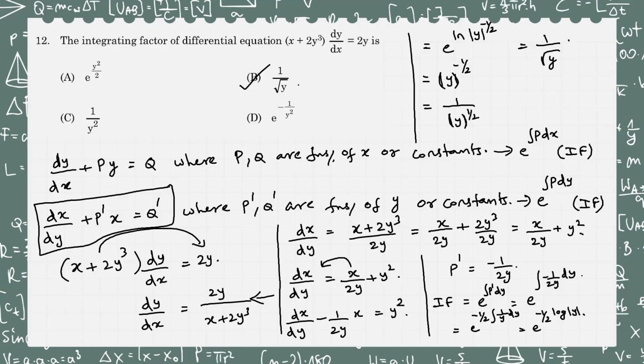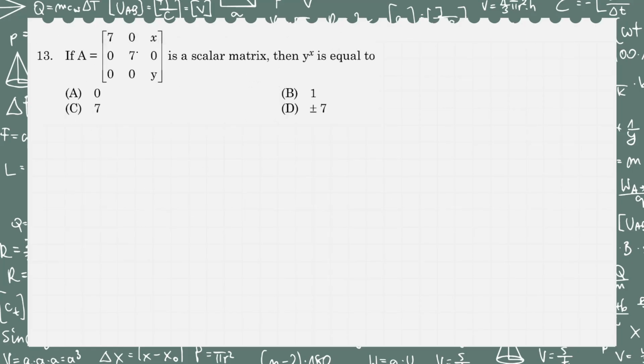So let's move on to the next sum. If matrix A equal to [7 0 x; 0 7 0; 0 0 y] is a scalar matrix, then y power x is equal to? So we should remember the definition of a scalar matrix.